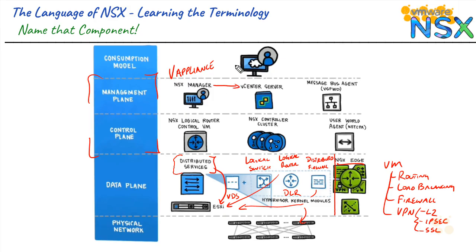As an administrator, there's almost no administration done directly with the NSX Manager. Instead, all of the cool operations like creating and configuring our switches and routers and firewalls and edge services is going to be done through the vCenter server through an extension provided by the NSX Manager. Now at the control plane, we've got two core elements. We've got the NSX Logical Router Control VM, which is the control element for our distributed logical routers, our DLRs.